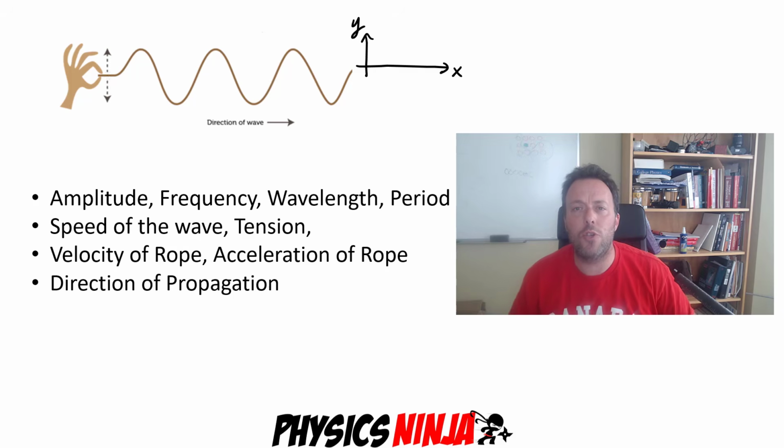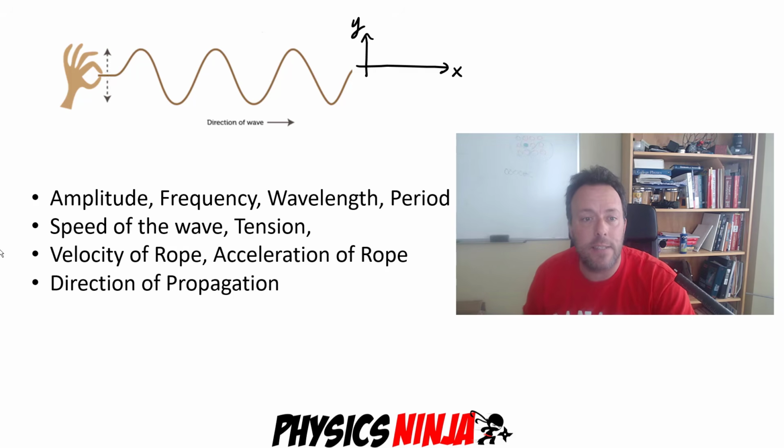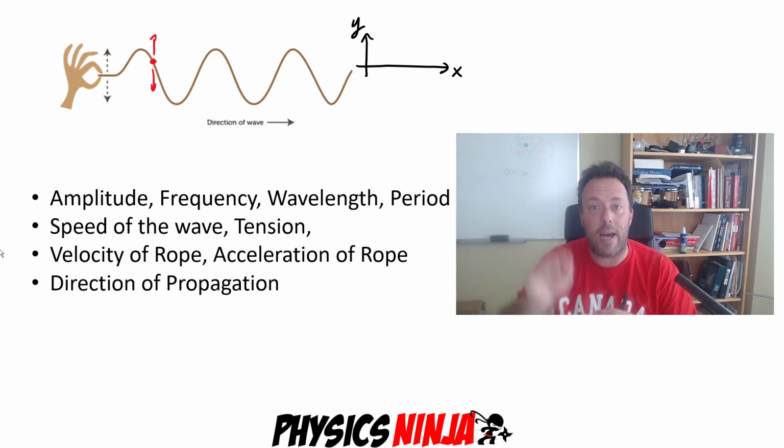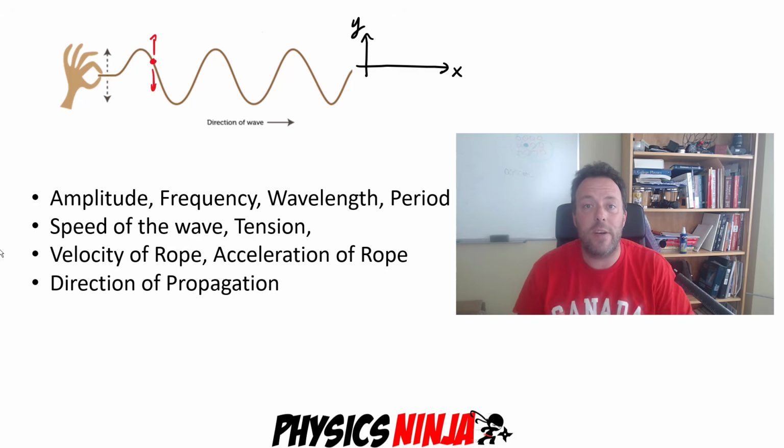I'm also going to show you how to calculate, for example, the velocity of any little segment of rope. Every little segment of rope on a transverse wave simply moves up and down. It has a vertical velocity that depends on its position and on the time. It also has an acceleration. At some point it's going up, it's going down, it's changing directions. So there is an acceleration associated with this.